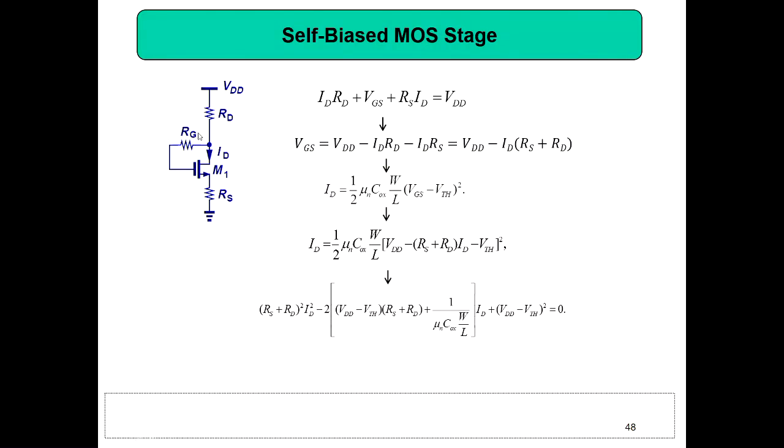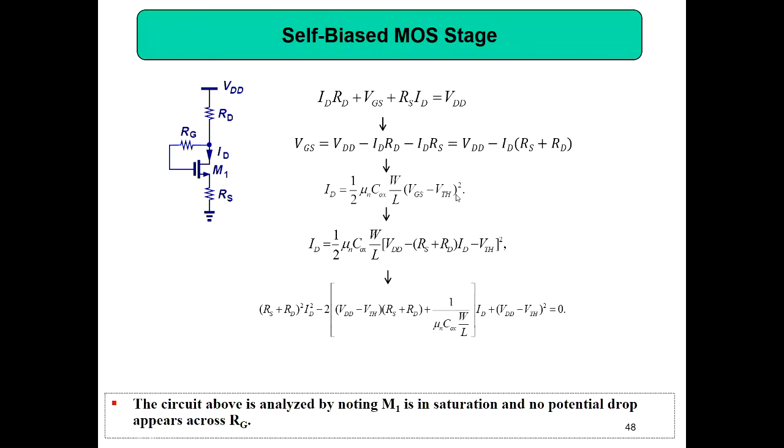So you can see that for this, the biasing is a bit more complex. Why? Because you get a big equation like half mu n COX W by L, VGS minus VTH the whole square. So the circuit above is analyzed by noting M is in saturation and no potential drop appears across RG.